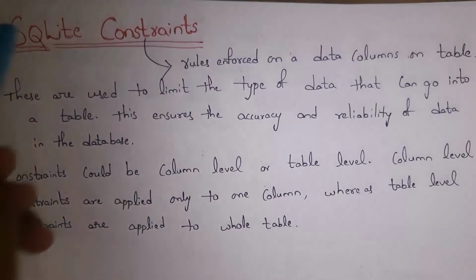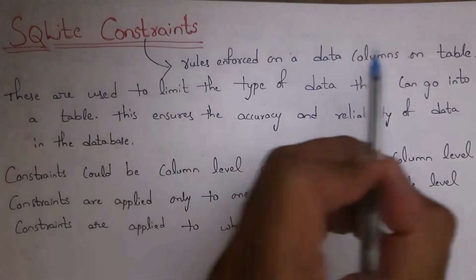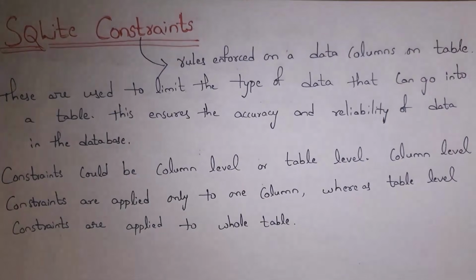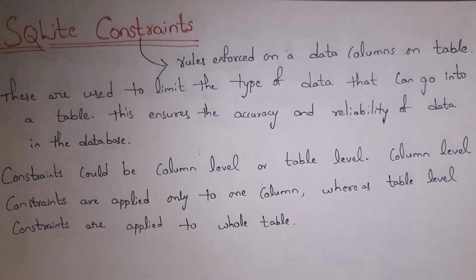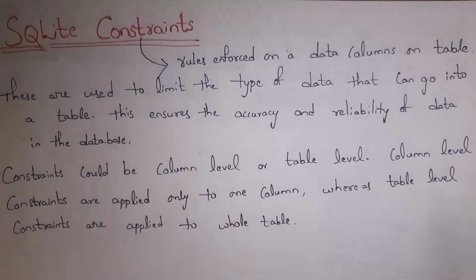Next I will explain SQLite constraints. Whatever rules that we apply on database columns or a table, we call those rules constraints. By using constraints, we can limit the type of data that can go into a table. Constraints ensure the accuracy and reliability of data in the database. That is, by using constraints, we can ensure correctness of data, and accurate data will be stored in the database.